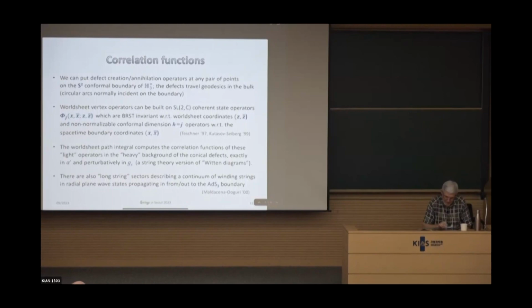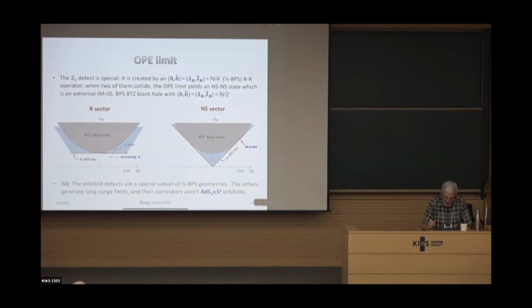A particular interest is a very special case where we consider two Z2 defects. The Z2 defects turn out to have a conformal dimension and an R charge that are proportional, and it turns out they're n/4. So if I plot all the half BPS defects, they basically live along some line in the Ramond sector, and the Z2 defect lives here. So if I take two of those Z2 defects, they basically make something that sits here at threshold. And that's exactly at the threshold of the BTZ black hole.